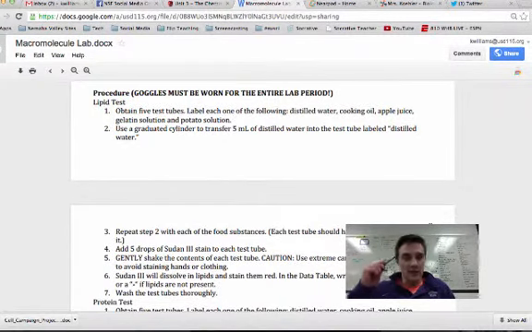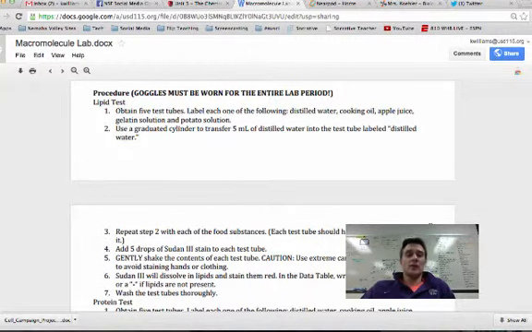The procedure is going to be similar for each one of the tests. Okay, you're going to get 5 test tubes that are clean as can be. Label 1 cooking oil, label 1 distilled water, label 1 gelatin solution, potato solution, and apple juice. Then you need to get 5 milliliters of each one of those solutions. You'll then bring that back to your area and you will carry out the test.